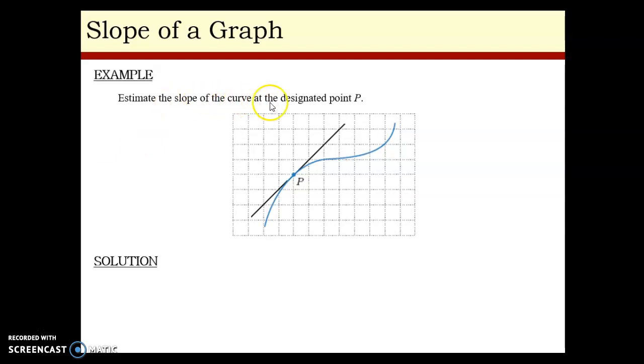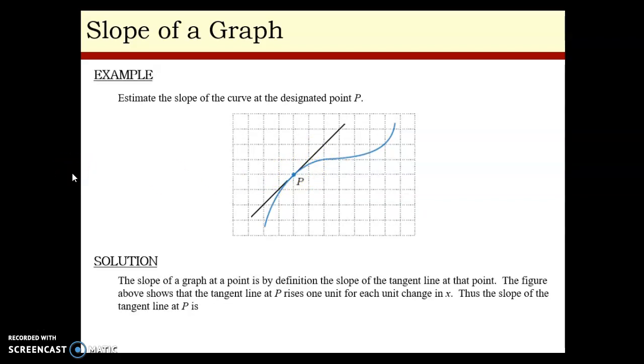Estimate the slope of a curve at the designated point P. So we need to estimate the slope of this line at this point P right here. The slope of a graph at a point is by definition the slope of the tangent line at that point. The figure above shows that the tangent line at P rises 1 unit for each unit change in x. Thus, the slope of the tangent line is 1 at P.